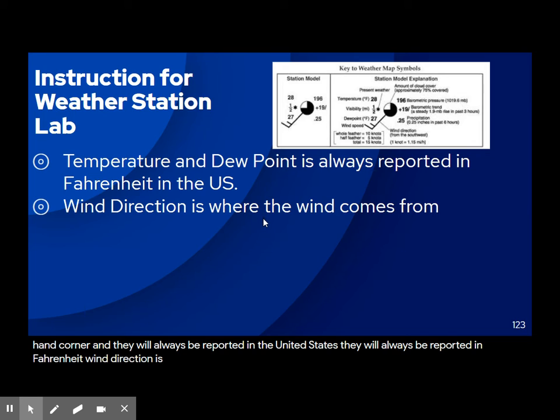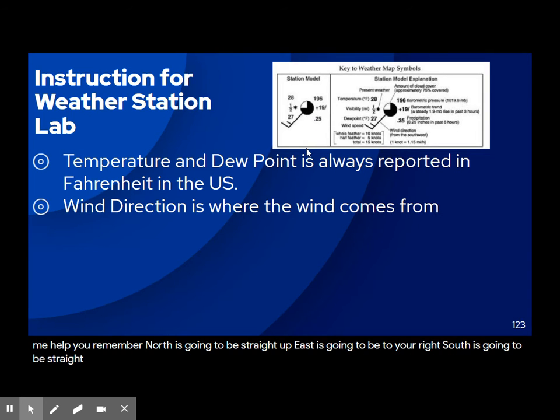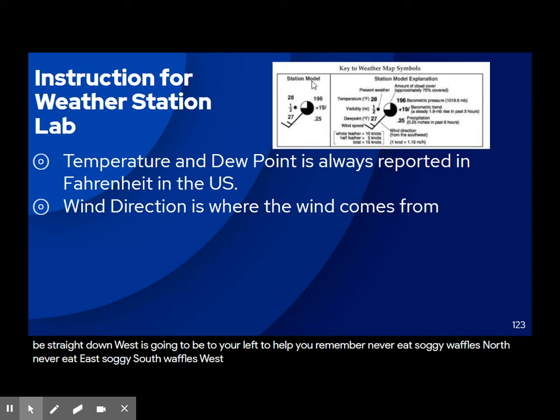Wind direction is where the wind comes from. You must know your cardinal directions, so let me help you remember. North is going to be straight up. East is going to be to your right. South is going to be straight down. West is going to be to your left. To help you remember, never eat soggy waffles. North, never. East, eat. South, soggy. West, waffles. North, east, south, west.